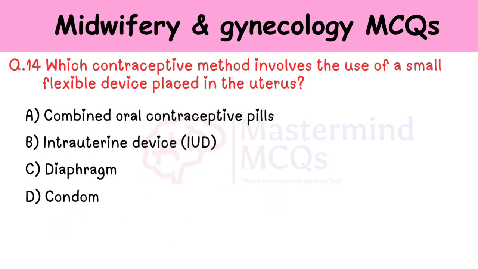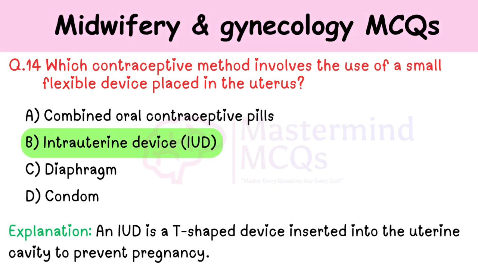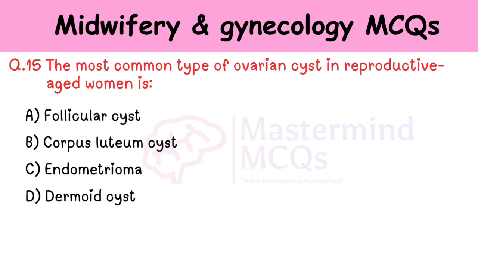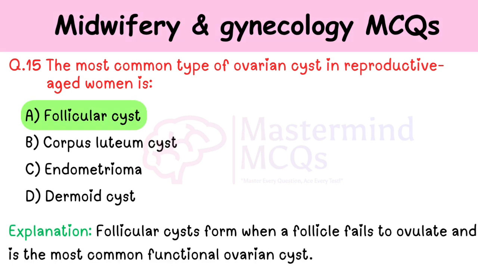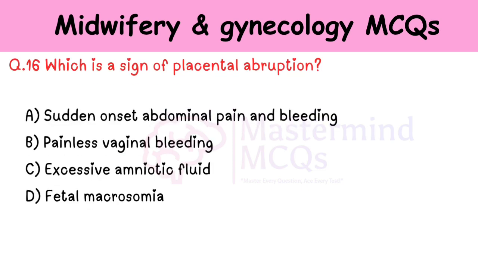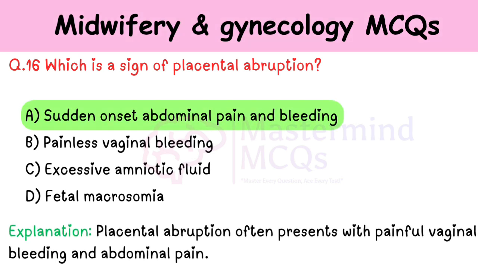Which contraceptive method involves the use of a small flexible device placed in the uterus? B. Intrauterine device, IUD. The most common type of ovarian cyst in reproductive age women is A. Follicular cyst. Which is a sign of placental abruption? A. Sudden onset of abdominal pain and bleeding.